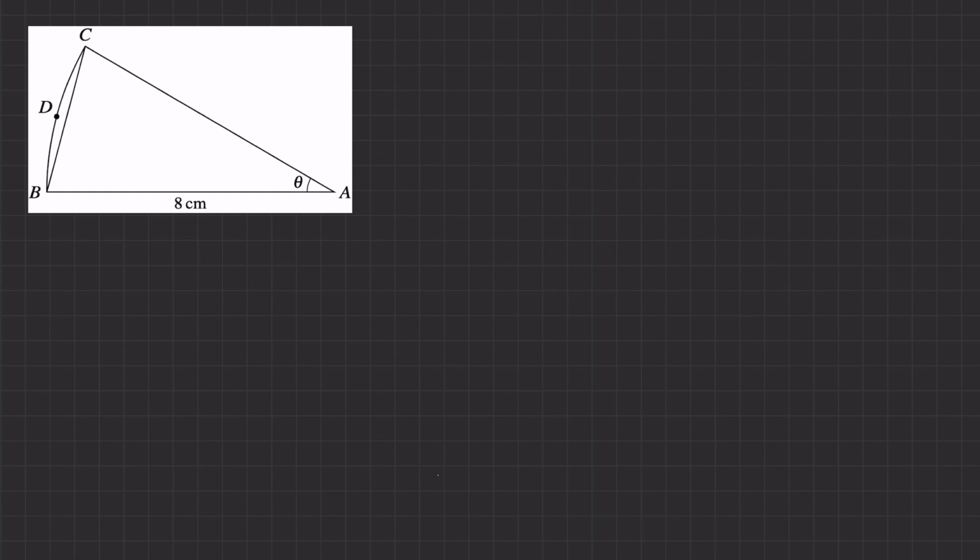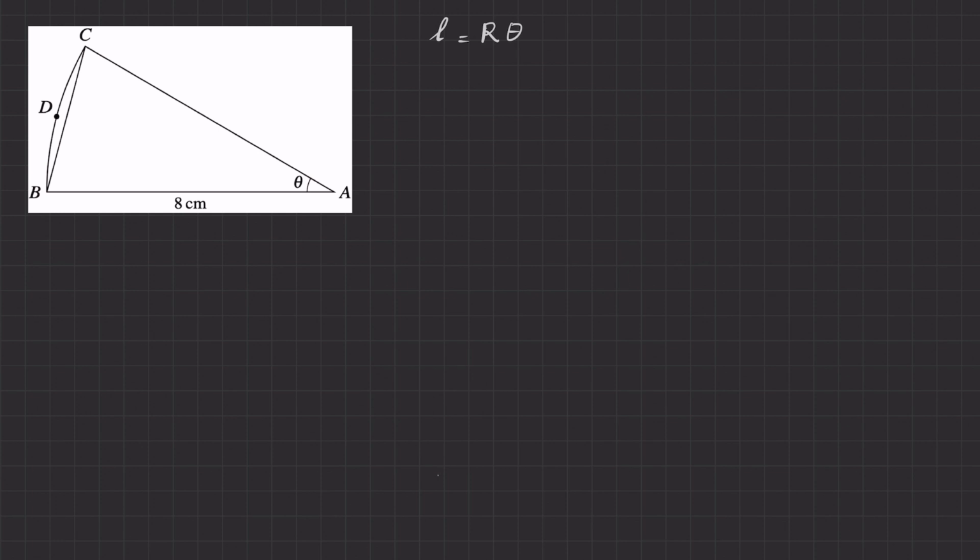The arc length, if I call it L, is equal to the radius of the circle multiplied by the central angle theta, if theta is expressed in radians. So in order to find L, I need to know R, which I have. I also need to know theta, which is not given. So first I have to find theta. But how can I find theta?